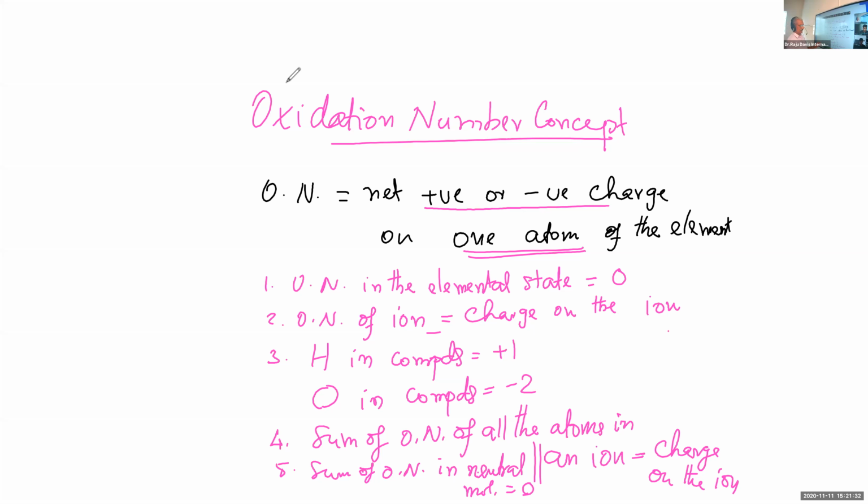And we must know the oxidation numbers of some elements like hydrogen, oxygen, alkali metals, then halogens, etc. in the compounds. In the compounds, oxidation number of hydrogen +1, oxidation number of oxygen -2, not in the elemental state. Then alkali metals, sodium, potassium, etc. +1, alkaline earth metals, calcium, magnesium, etc. +2, halogens, fluorine, chlorine, bromine, etc. is equal to -1. Then sum of the oxidation numbers of all the atoms in an ion is equal to charge on the ion. And finally, sum of the oxidation numbers of all the atoms in a neutral molecule is equal to 0. So if we know these basic ideas, we can calculate the oxidation numbers.